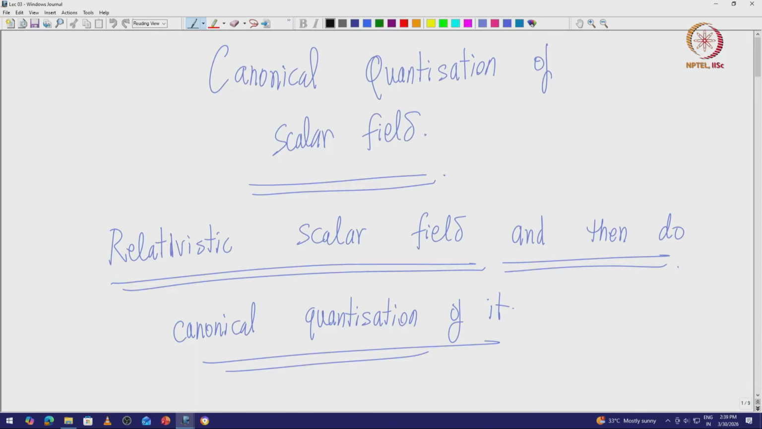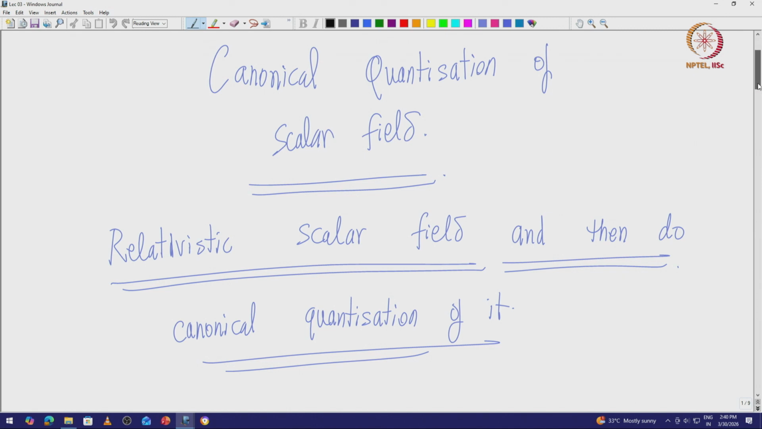Hello everybody, welcome back to the course on quantum field theory, a first course on quantum field theory and quantum entanglement. The topic we have been looking at is canonical quantization of the scalar field, where we stopped last time. I introduced the concepts of classical field theory, and we have been looking at canonical quantization of scalar fields.